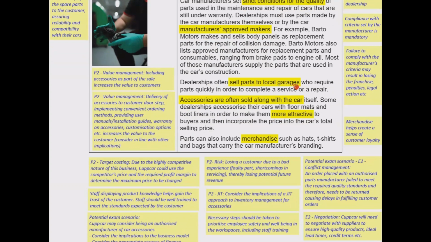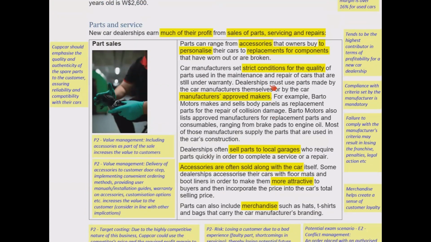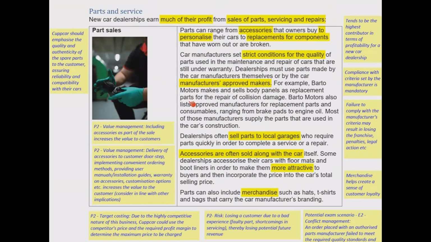Now, the dealerships could sell parts to local garages, if local garages not within the dealer's own group actually need some parts quickly. And I just thought, gosh, what a challenge it might be. So here's a different point in inventory management of the parts that you hold at each dealership. And if I think about Cuppcar and its 214 dealerships, imagine there's a workshop in every one of those. How many parts must they hold in order to have the parts available to service the various different activities going on in the workshop?